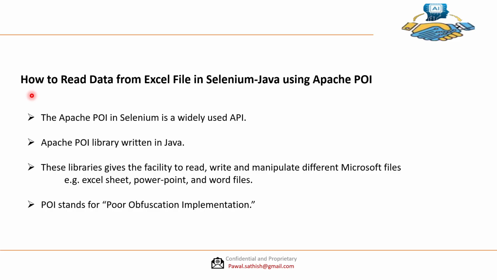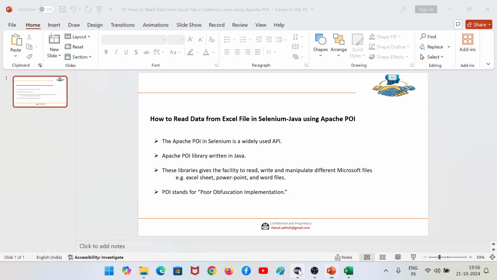Here we can see that Apache POI in Selenium is a widely used API to read and write data. The Apache POI library is written in Java. These libraries give the facility to read, write and manipulate different Microsoft files, for example Excel sheets, PowerPoint and Word files. As part of today's demo, we'll see how we can read data from an Excel sheet, if we have stored the data in an Excel file, using Apache POI. So I'm going to log into Eclipse.